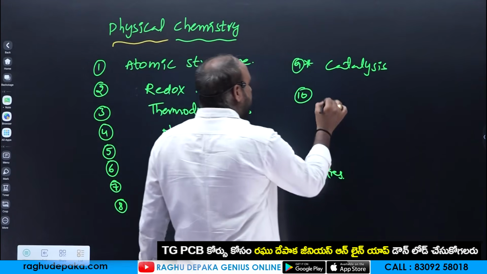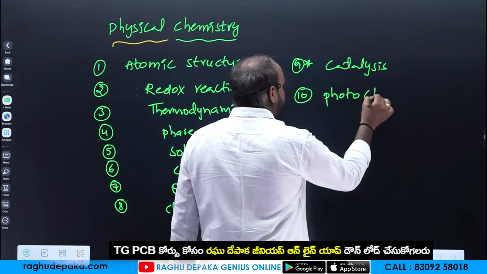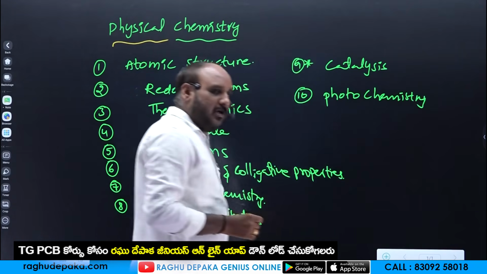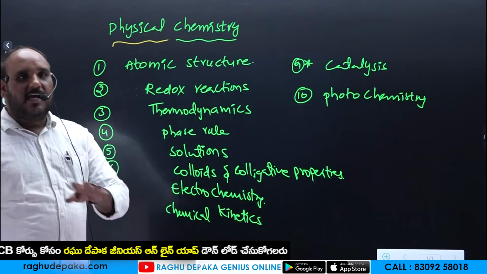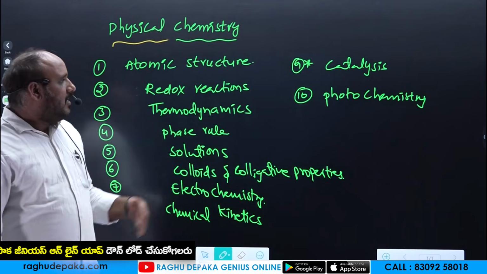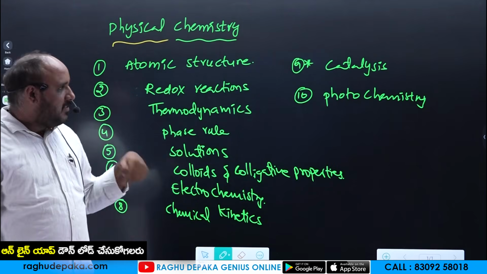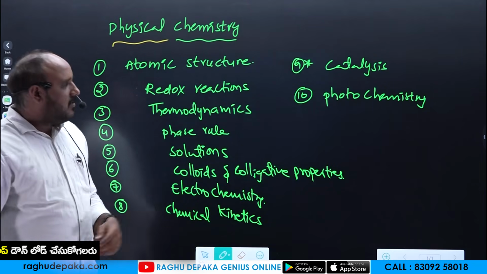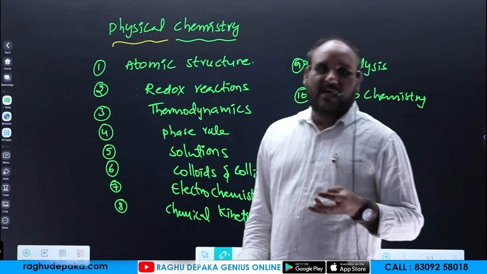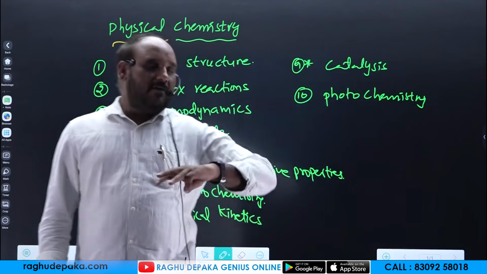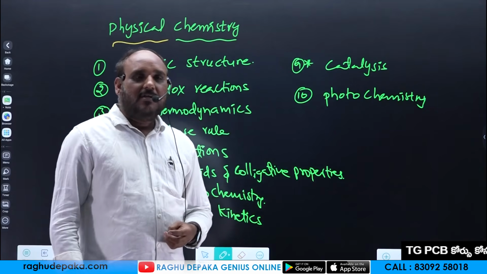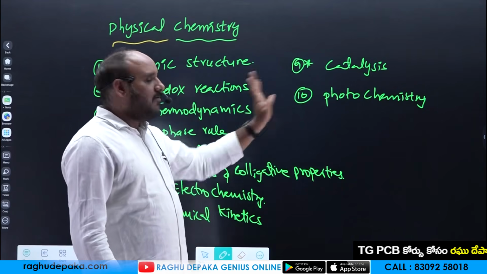Then coming to the last chapter, photochemistry. Those reactions are carried out in the presence of light only, with the help of irradiation by light radiation. The rate of the reaction depends on the intensity of the light only. There are various laws: Grotthuss-Draper law, Stark-Einstein law, Franck-Condon principle. How they are related, and the particular term quantum yield. Such things will be discussed in photochemistry.